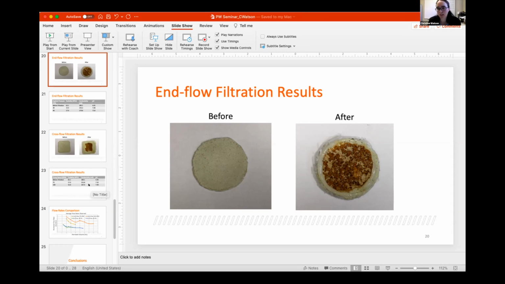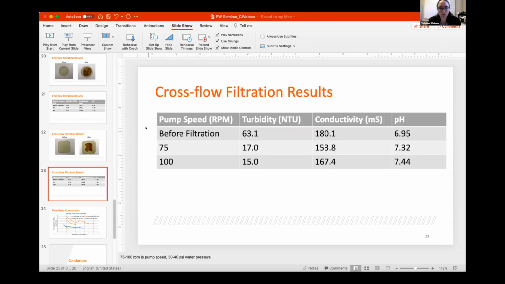We're working on that now. Some of the past results from our group have shown that we do still have a lot of dissolved salt in the filtered water.